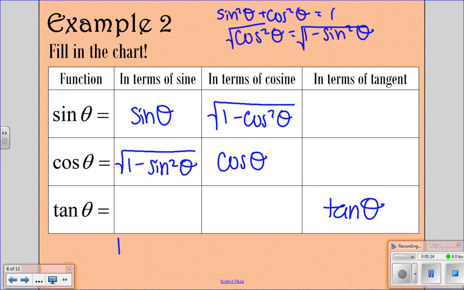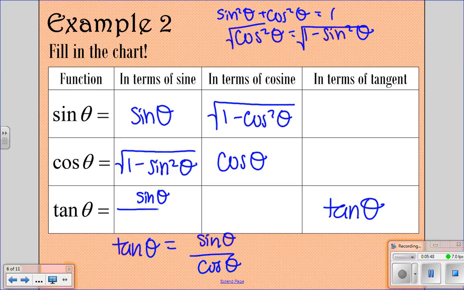So the tangent of theta, if you look back, is the sine of theta over the cosine of theta. And so we want it only in terms of sine. Well, we know that cosine is the same thing as the square root of 1 minus sine squared. So we can write, instead of sine over cosine, the sine of theta over the square root of 1 minus sine squared theta.